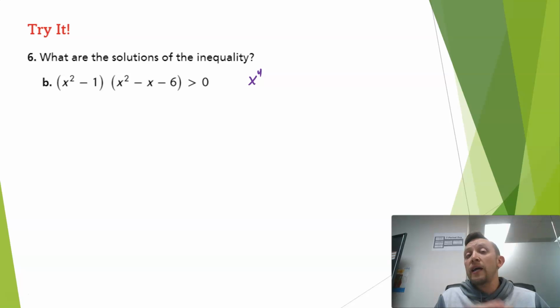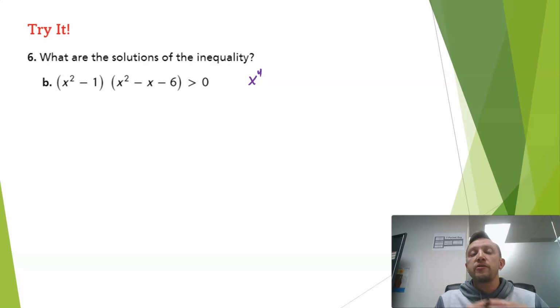Now it's not completely in factored form. Okay, x squared minus 1, that's a difference of squares. And I'll tell you, x squared minus x minus 6, that can be factored. Remember when using the box method, or you might recognize that the a value there is 1. So there's a really simple trick we can use.